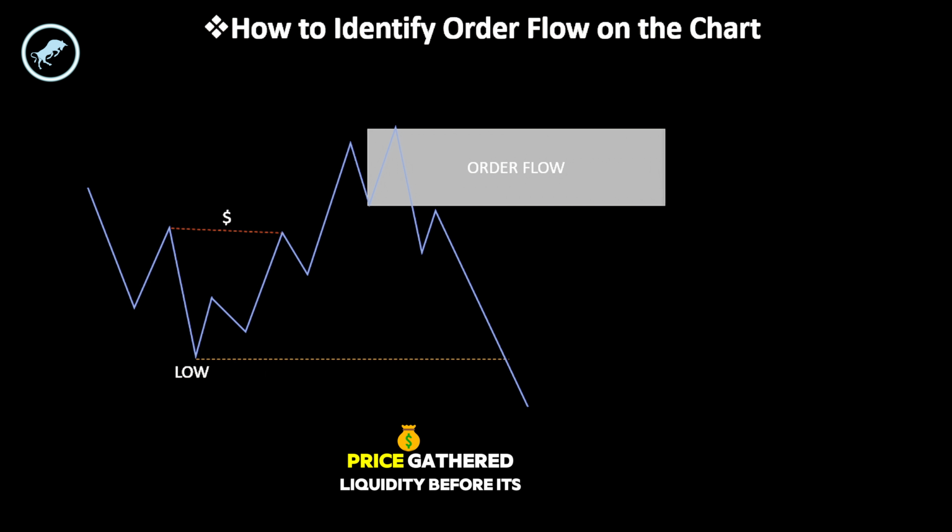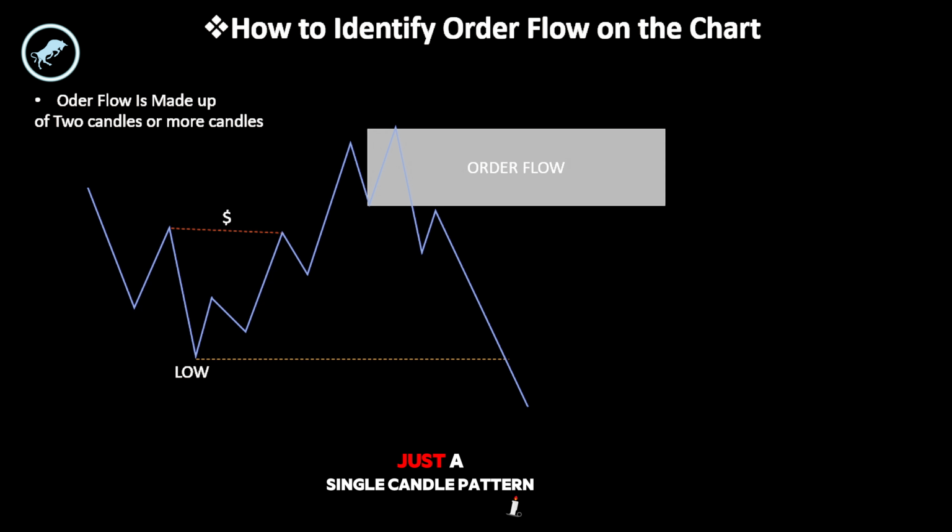The zone where the price gathered liquidity before its sharp drop is what we refer to as a bearish order flow zone. This represents the last buying activity before the price moved lower, indicating a strong presence of sellers in that area. It's important to note that an order flow zone is not just a single candle pattern. It's typically made up of at least 2 candles that show a clear transition from buying to selling or vice versa. Within this broader zone, there is often an order block, which is a more specific area where a large volume of orders was executed.